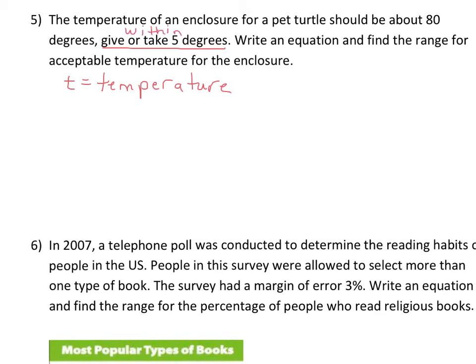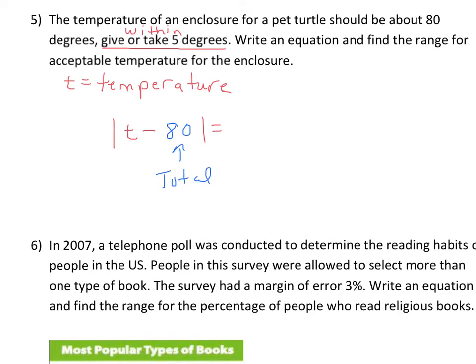So when we set these up, we're going to set them up the same way every time. It's always going to be your variable minus an absolute value. Okay, so always set up the same way. Now, the inside number, when it says here, the temperature of the enclosure should be about 80 degrees. Okay, so I know it sounds kind of funky, but your total is actually always going to go on the inside. So this will be your total.